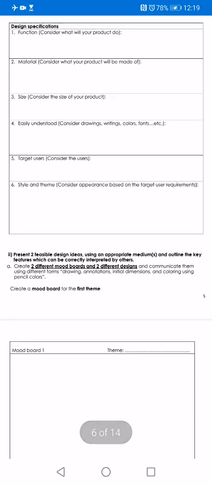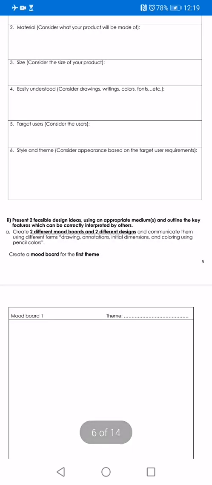The fifth one is the target user. You don't only have to tell me the name of your target user. I need to know the name and the gender, and if this person has a specific characteristics, what do they do in life, okay? And last but not least, that's style and theme.